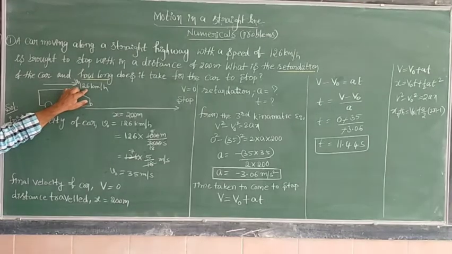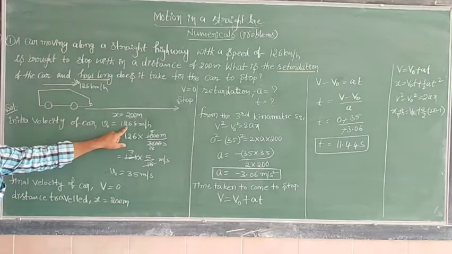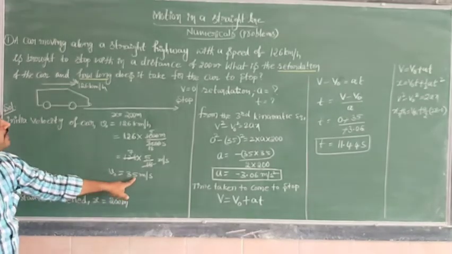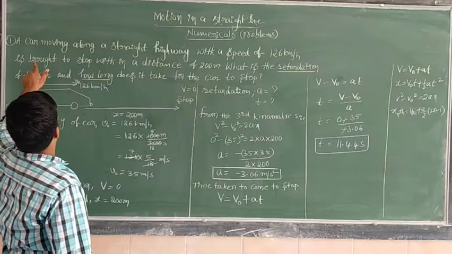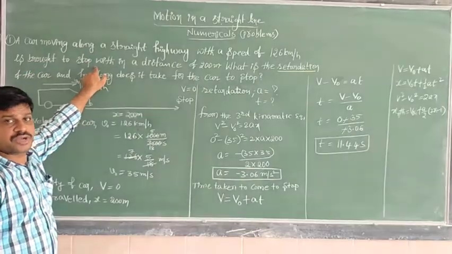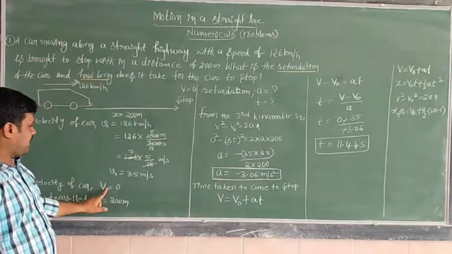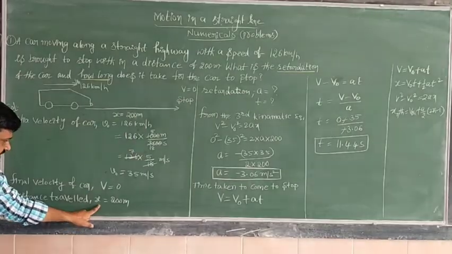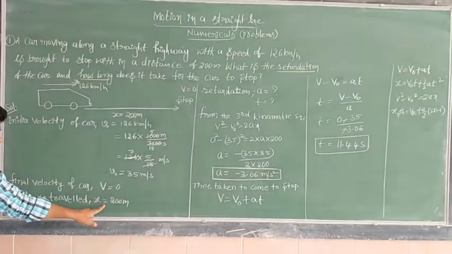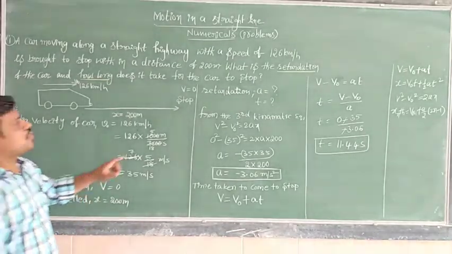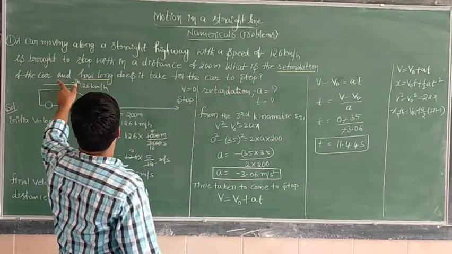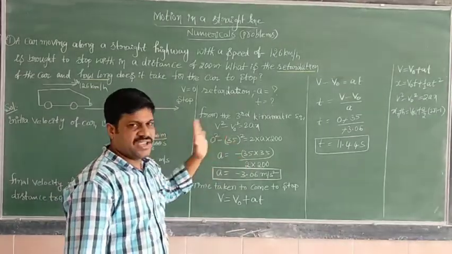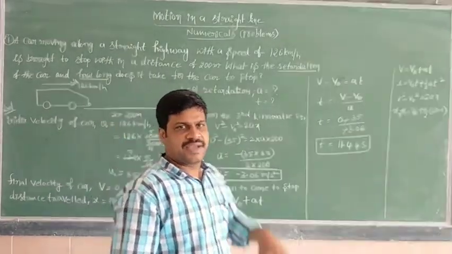See, a car is moving along a straight highway with a speed of 126 km per hour, meaning the initial velocity of the car is 126 km per hour. You must convert it to meters per second, so make it 35 meter per second. Brought to stop means rest, and rest means final velocity is 0. Within a distance of 200 meters, that is the distance traveled by the car before coming to rest. So what is the retardation and how long does the car take to stop? You must solve the problem like this.